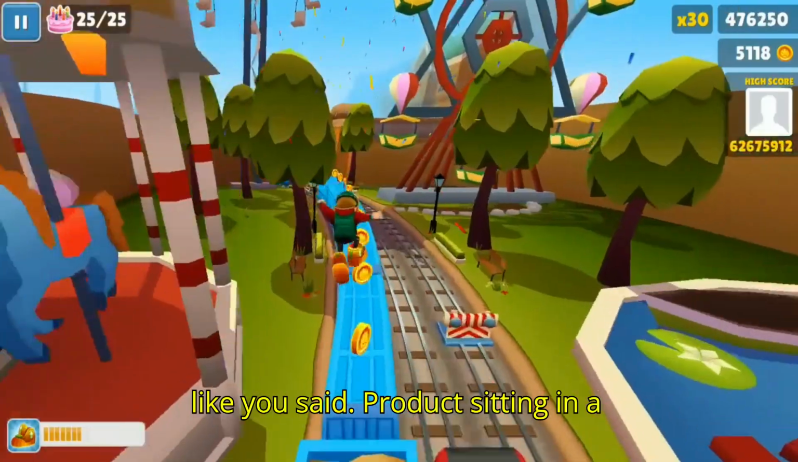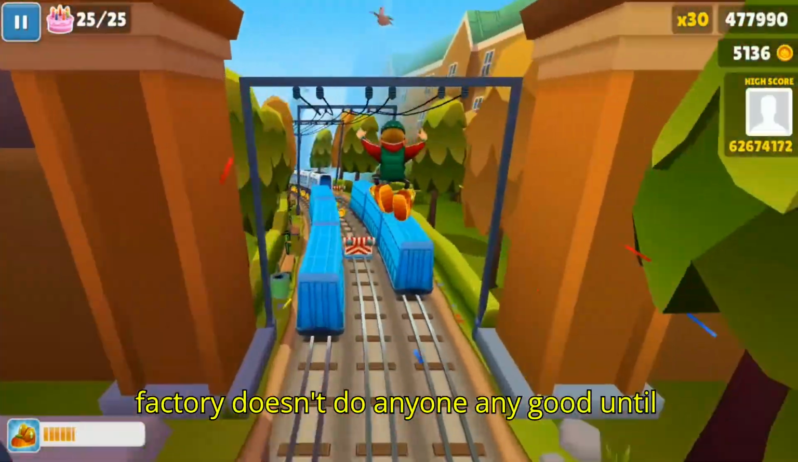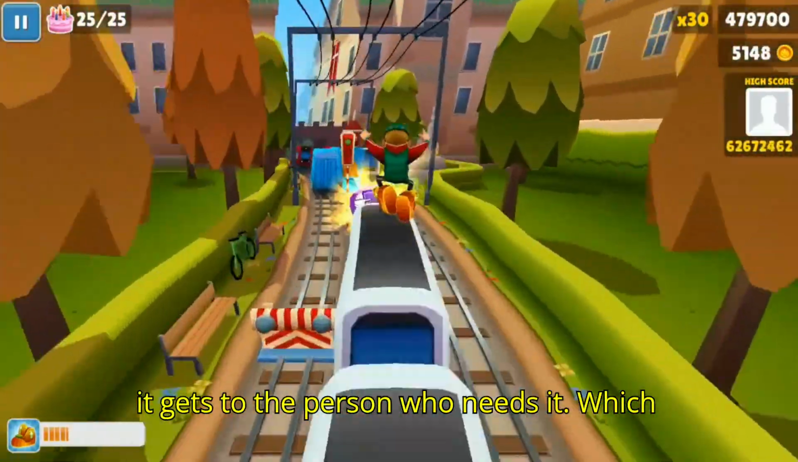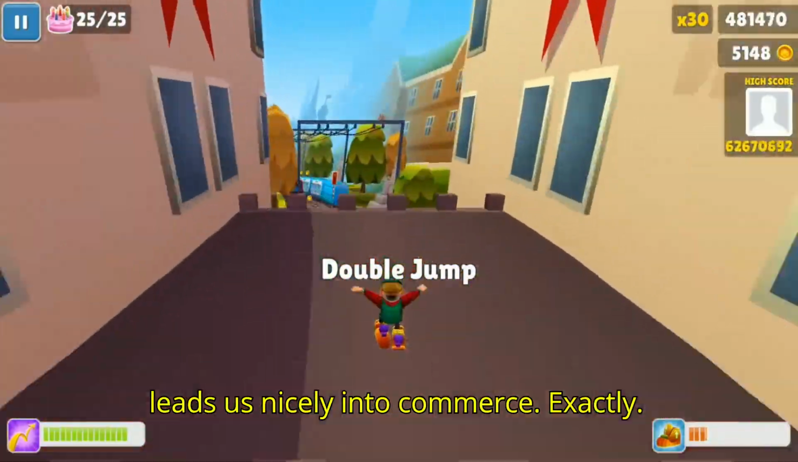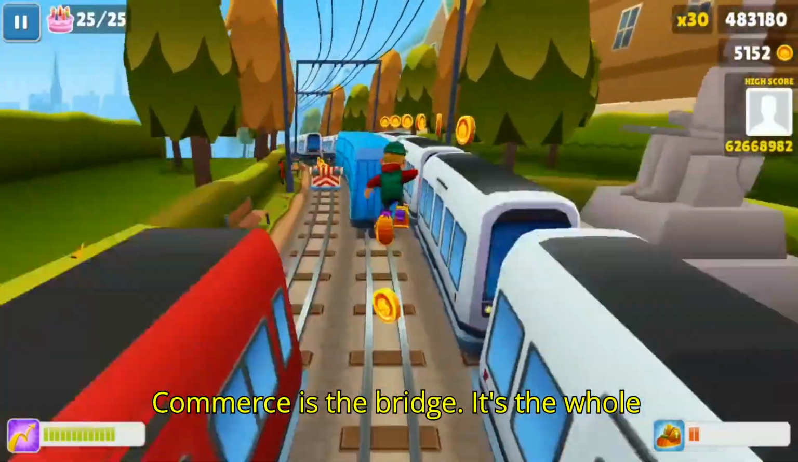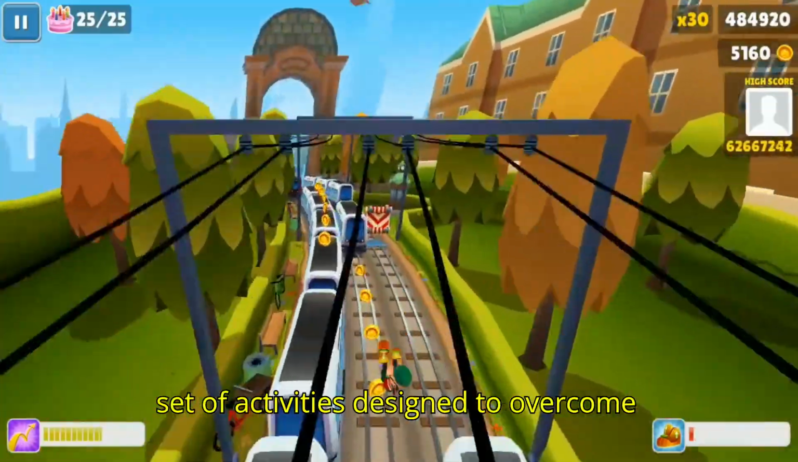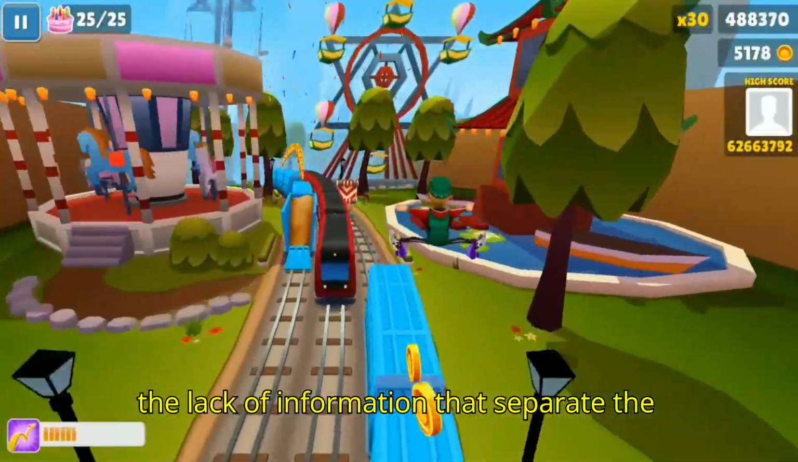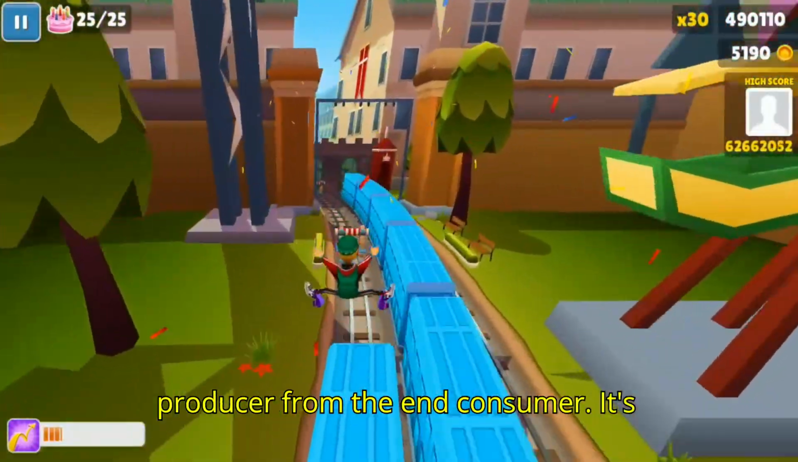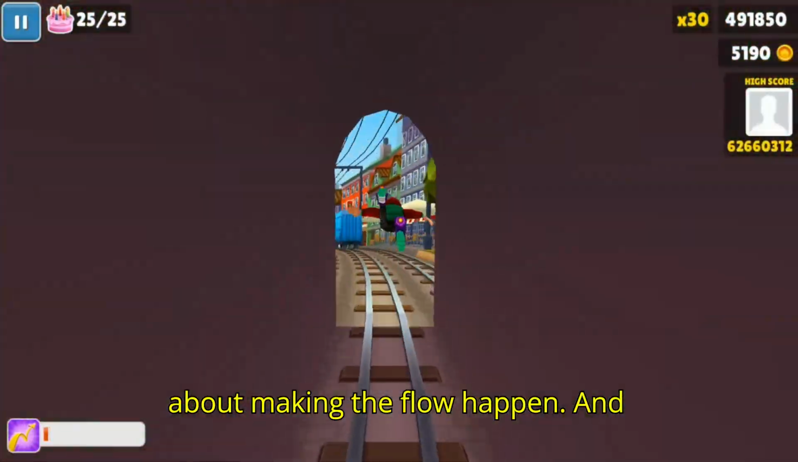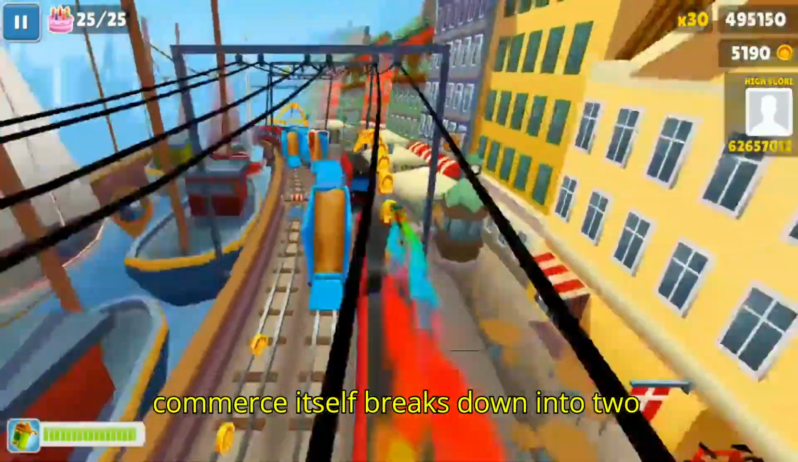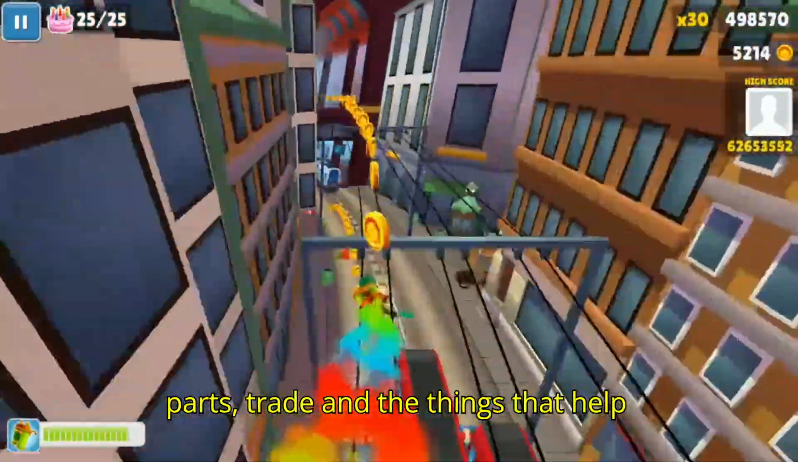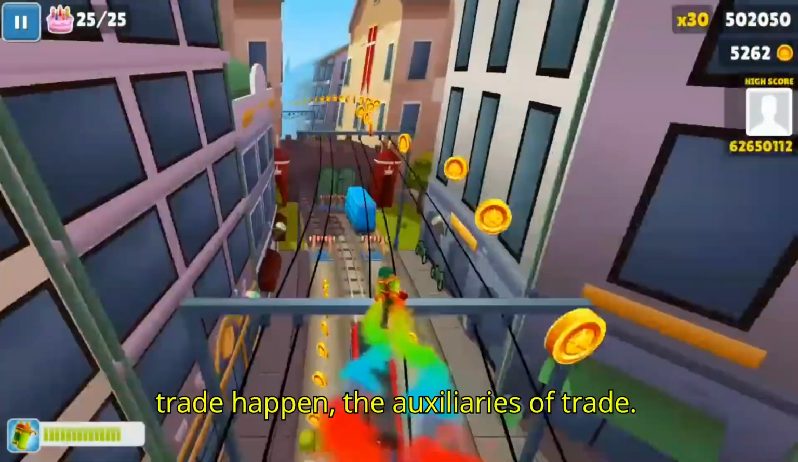But like you said, a product sitting in a factory doesn't do anyone any good until it gets to the person who needs it, which leads us nicely into commerce. Exactly. Commerce is the bridge. It's the whole set of activities designed to overcome the barriers, the distance, the time lag, the lack of information that separate the producer from the end consumer. It's about making the flow happen. And commerce itself breaks down into two parts: trade and the things that help trade happen, the auxiliaries of trade.